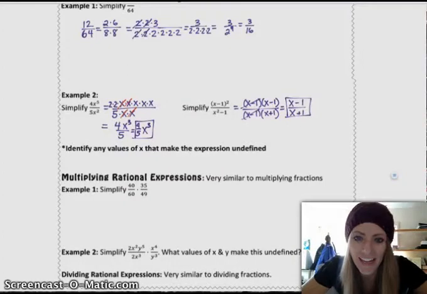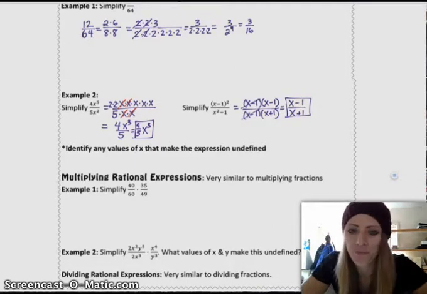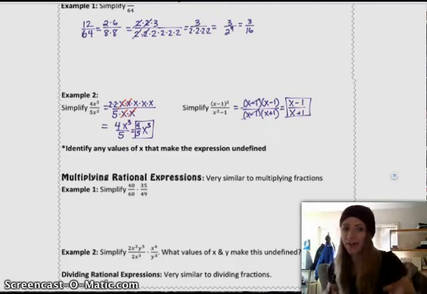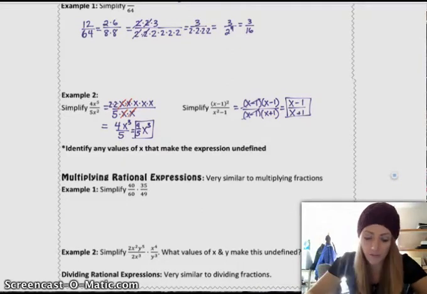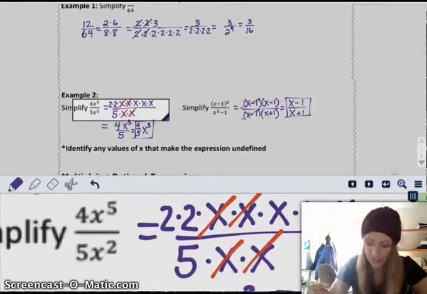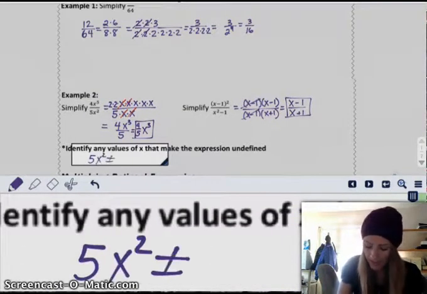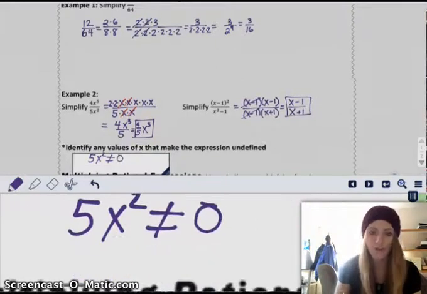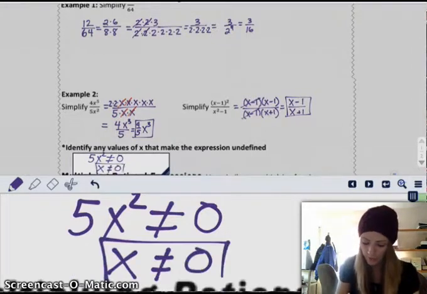Can't do it. So you gotta figure out if at any point in the problem the denominator is 0, you cannot have that number in your domain at all. So you have to say, hey, by the way, x cannot be these numbers. So for example, in the first example, at one point you had an x squared in the denominator. So you have to take the denominator, 5x squared, and say that cannot equal 0 ever. So solve for it. Divide by 5, take the square root, whatever you have to do. You get x cannot equal 0 for the first example.